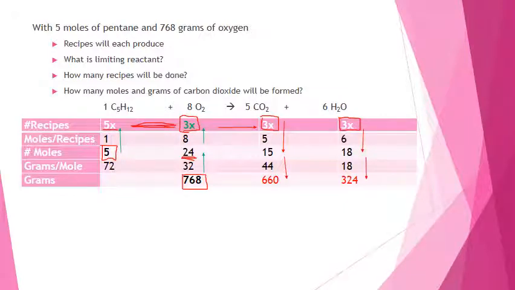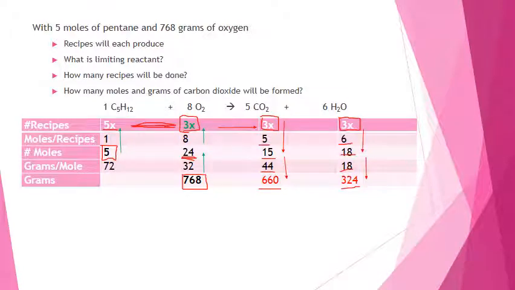Then you figure out how many moles in grams. Every time you do it, you need 5 moles per recipe. Do that 3 times, or 15. And each one weighs 44. Do that 15 times for 660. And same thing over here. 3 times 6 is 18. You have 18 moles. Each mole is 18 grams, so it will be 18 times 18 for 324.